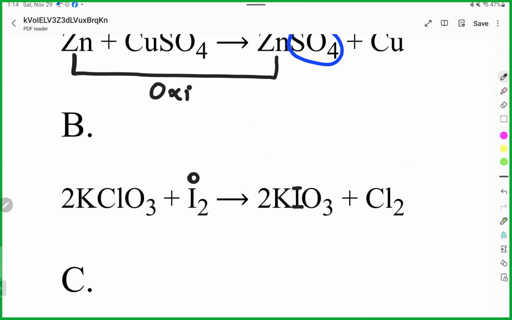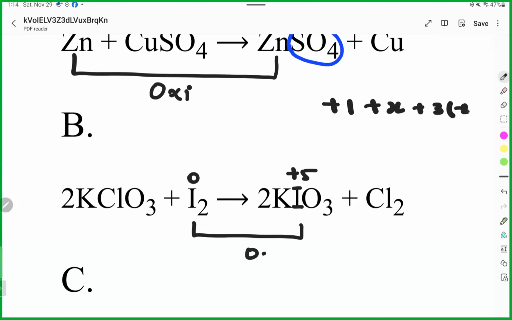This is 0. Here 3 into 2 is 6. -1, +5. Can we say this is undergoing oxidation? How? K is +1, and we have to calculate. 3 oxygen, 3 into 2 is 6, total 0, so x will become +5.